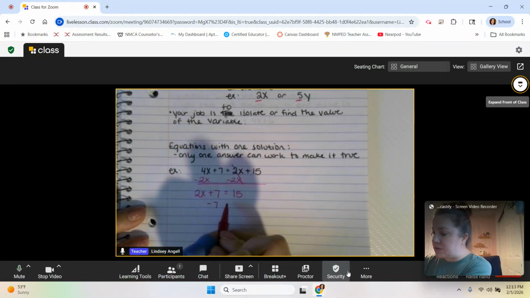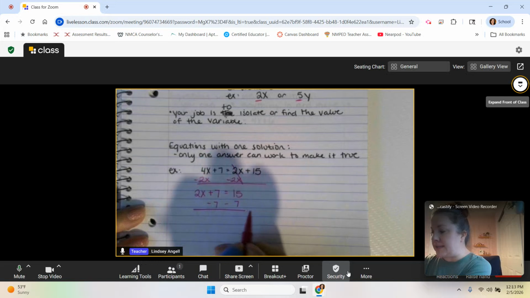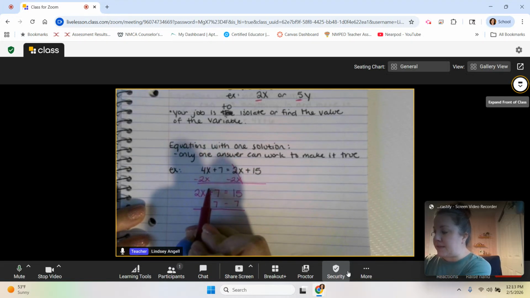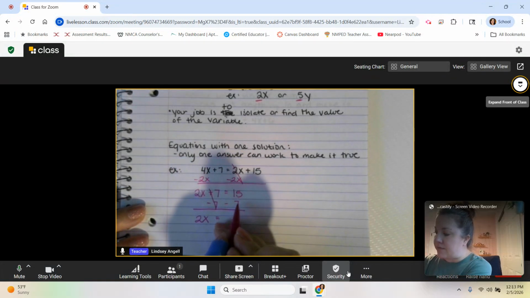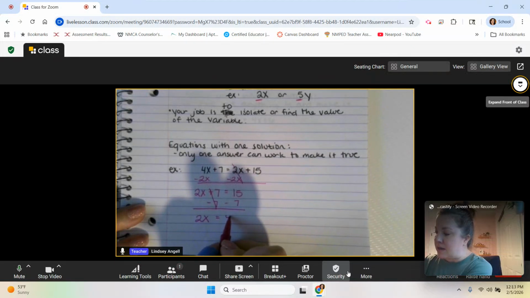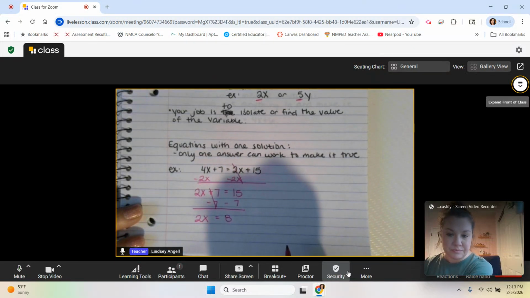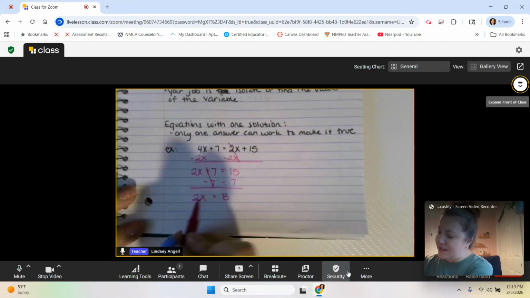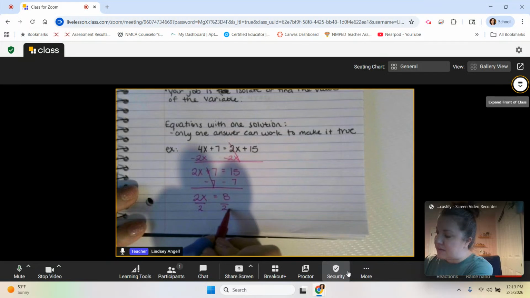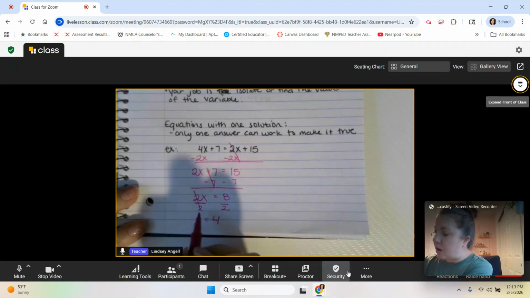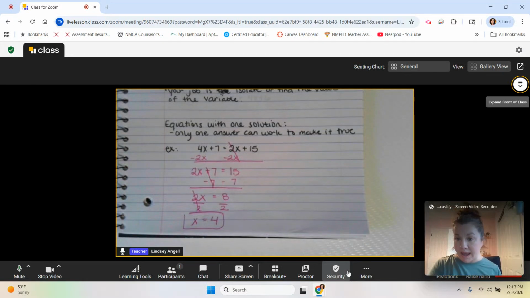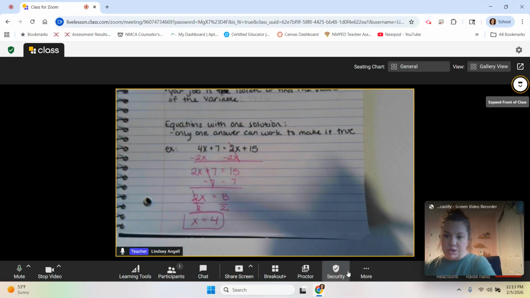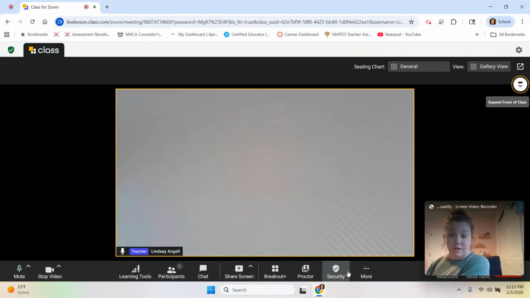Next, I'm going to subtract 7 from both sides. 7 minus 7 is 0, so those cancel. We're left with 2x on the left, and then 15 minus 7 is 8. All right? Next, we'll divide by 2, divide by 2. So in this case, x is equal to 4, right? 4 is the only number that we could put in for x and make the equation true or solve it.